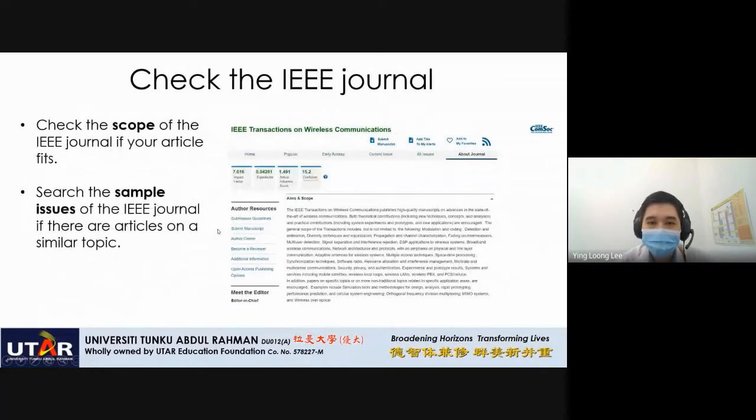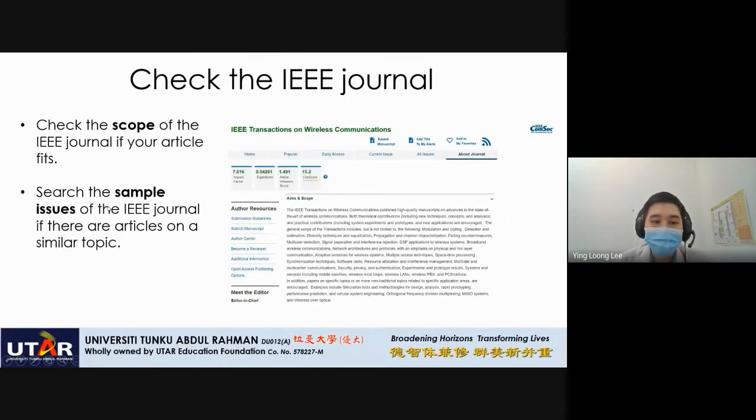Okay, next, check the IEEE journal that you plan to submit to. You need to do at least these two things: check the scope of the journal, and search the sample issues of the journal that you plan to publish in. Check the scope to see whether your work is relevant to the journal. This is an example I put on this page. They always have an aims and scope, so you can read here whether your work is relevant to this journal, whether it fits under the scope. That is the first thing.